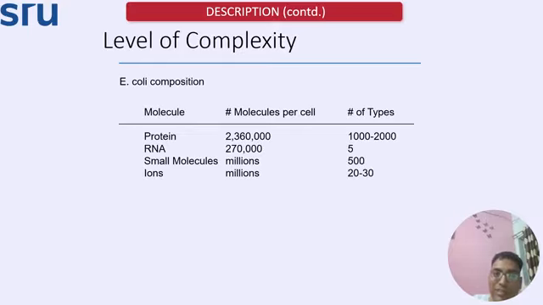So see the level of complexity existing here. 2.36 million proteins, RNA 270,000, small molecules, millions, ions, millions, and types like thousands of proteins, 5 RNA types, 500 small molecule types, 20 to 30 ions, and millions of these molecules are always kept in concentration. Such is the big complexity present in a small E. coli, and the system should be able to simulate all of these to get the required result.